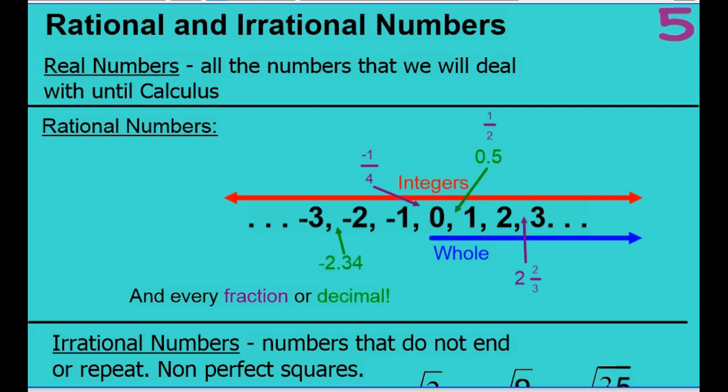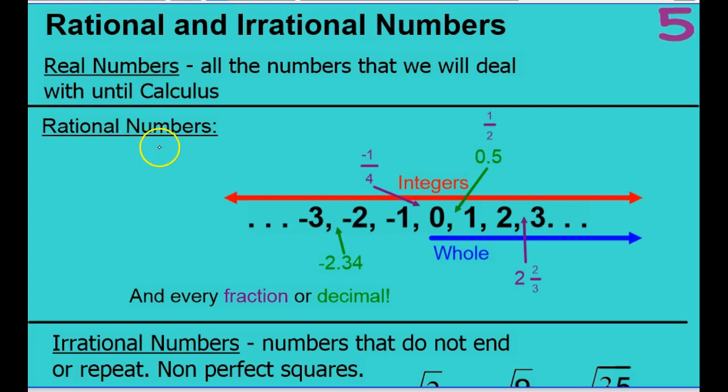Alright, so our second part of this lesson is rational and irrational numbers. So first off, we're going to start by reminding you guys about what rational and irrational numbers are. We start with real numbers. Real numbers are all the numbers we deal with until calculus. So every single number that we deal with in this class is going to be a real number.